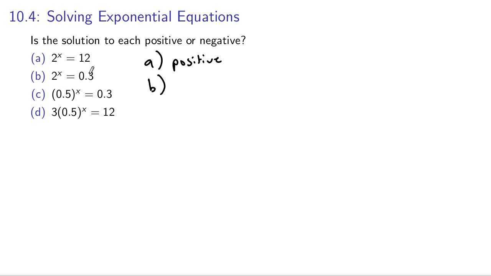Here we have 2 to the x is 0.3. We have growth, but this is actually a smaller value. So we'd have to use a negative x to get the answer. So the answer here is negative.